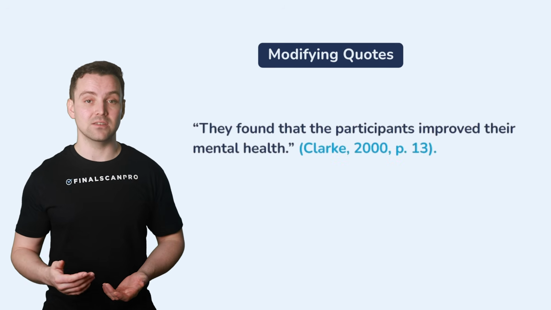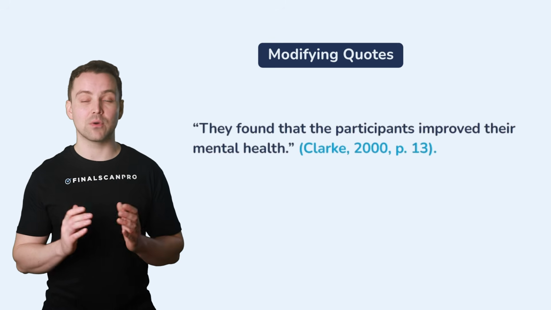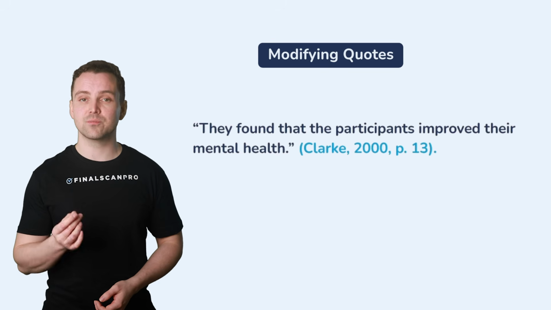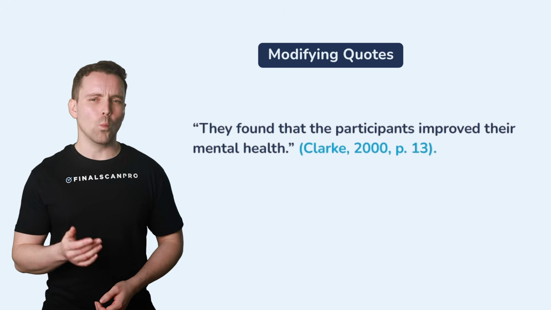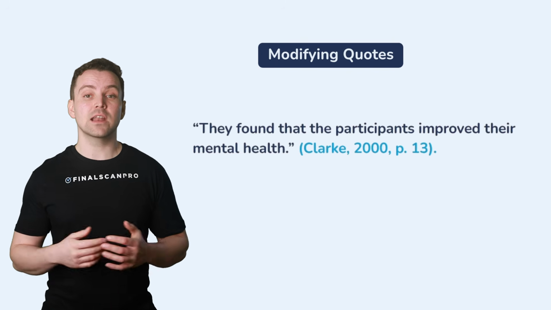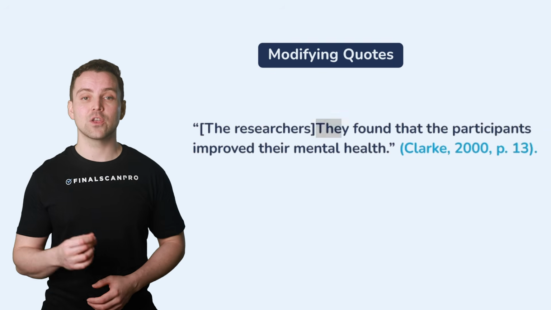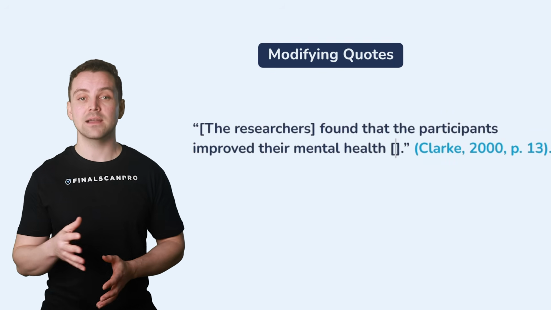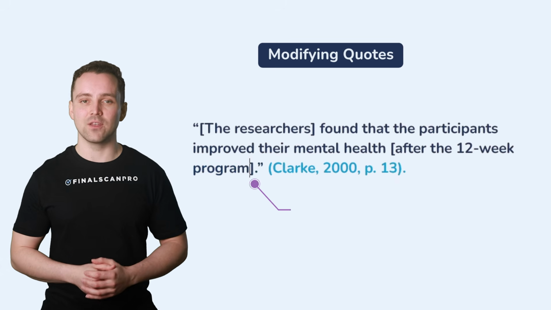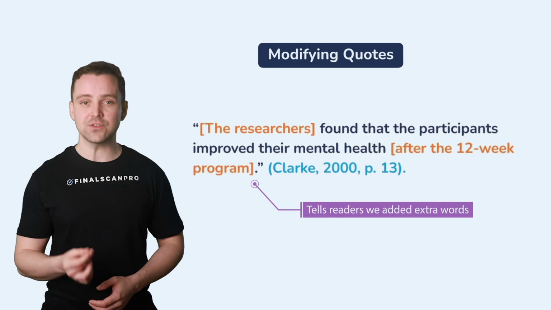You can also add information to a quote. If a quote is missing details that are important for understanding, you can insert your own words using square brackets. For example, here's the original quote. They found that the participants improved their mental health. But we don't know who they refers to here, and we need a bit more context. So let's replace they with the researchers. To improve clarity, we'll also add after the 12-week program at the end. Now the revised quote looks like this, and it reads much better. The square brackets show that these extra words were added by us, not part of the original quote.